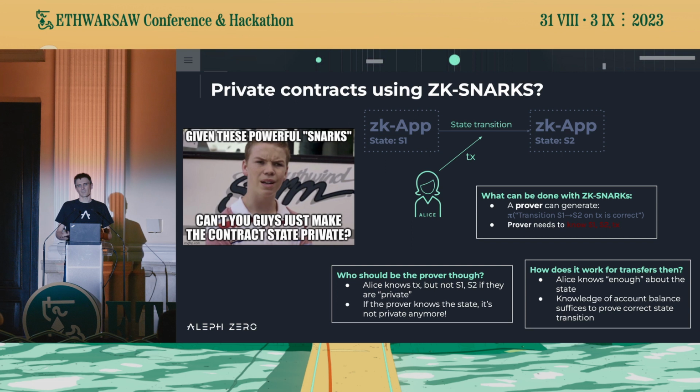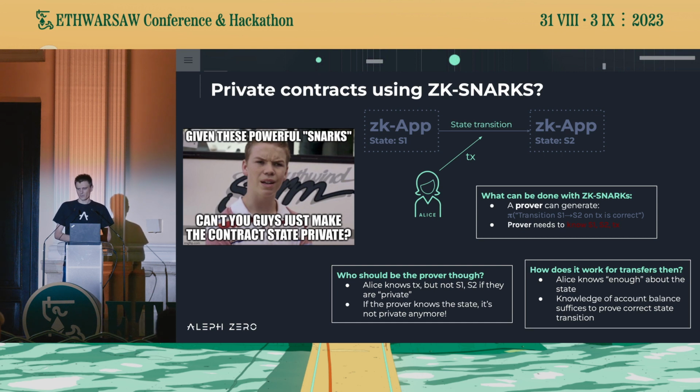So one ideal solution for privacy would be the following. The problem of blockchain is that the state of the contract is public, right? So maybe let's just make the state private using SNARKs. Why don't you do that? And here is an argument why this is hard, or not really possible.